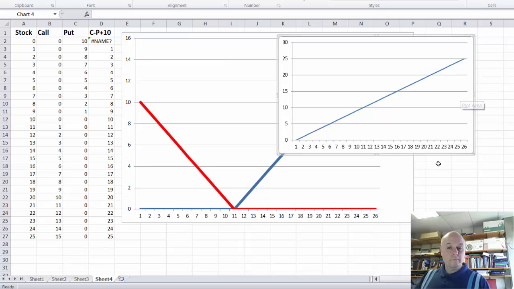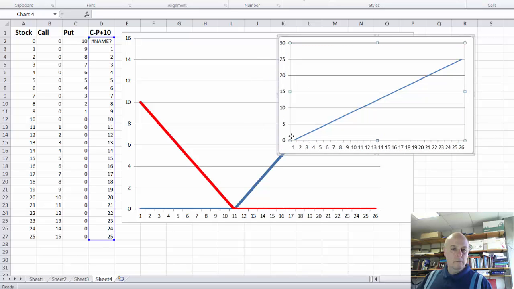So it doesn't look like a slope of 1 because look at the axes, they're a different scale, but it has a slope of 1, goes through the origin.